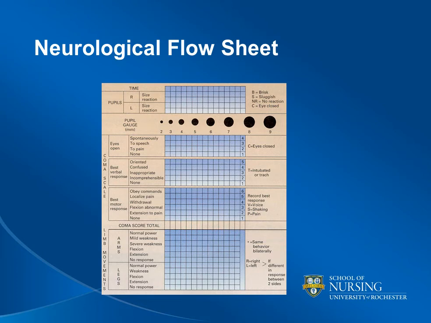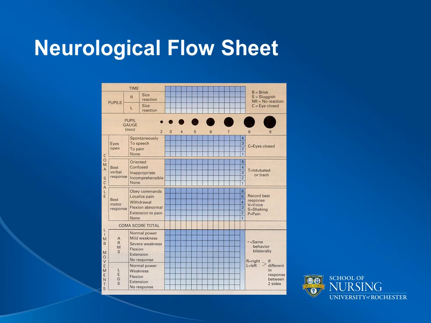Does your patient obey commands, or localize pain, withdraw to pain, flex or extend extremities to pain, or is there no response? Scores can be as low as 3 and as high as 15. With a score of 8 or lower, intubation should be considered if not already done. Any changes in the score should be reported to clinicians.